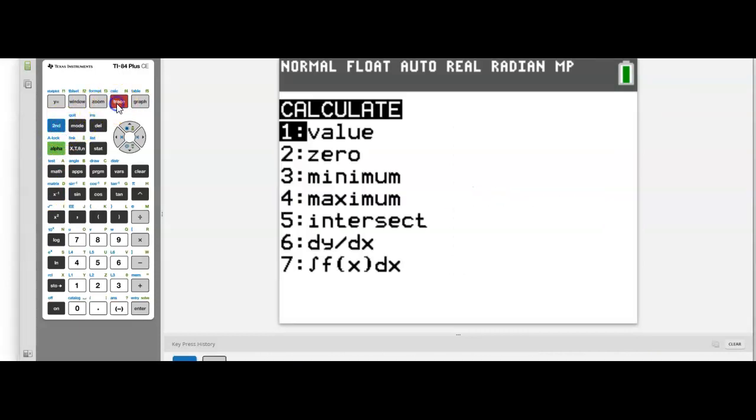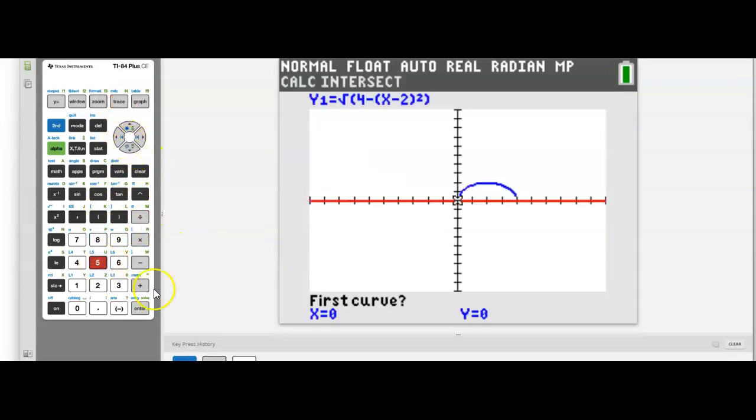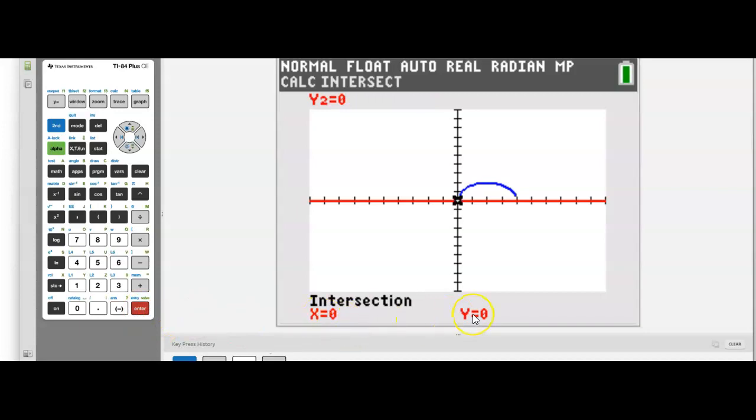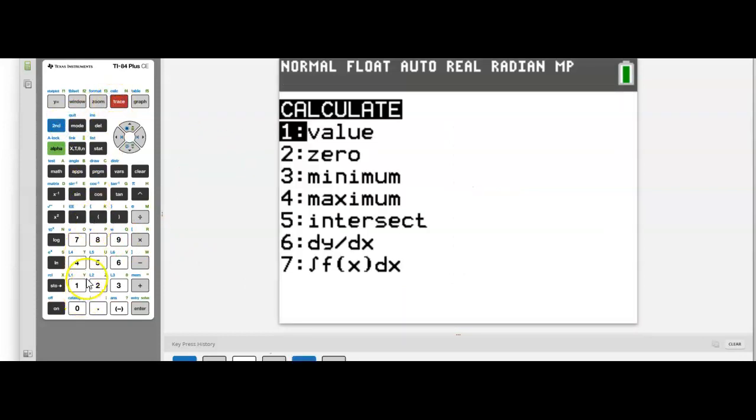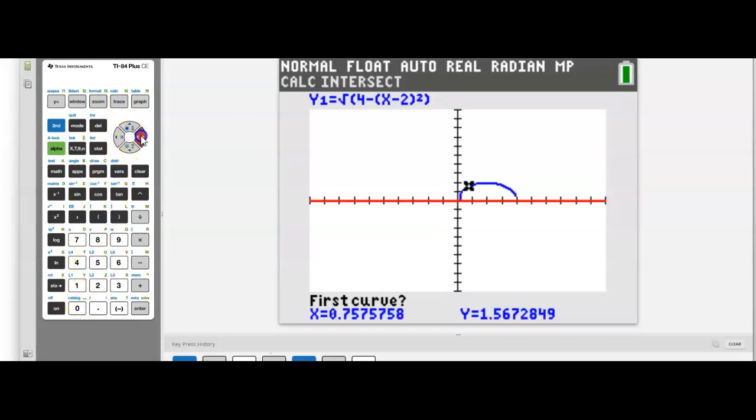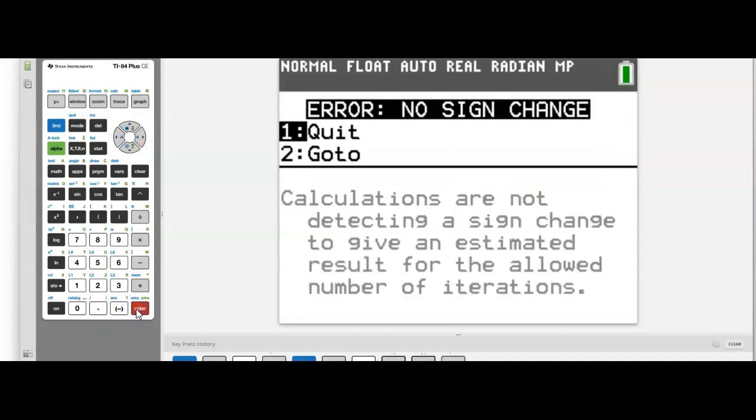But anyway, second, calc, let's go to 5 for intersect. And we're going to do 1, 2, 3. And it intersects at 0, 0. Now, I'm not going to store that. That's easy enough to remember. Let's go ahead and repeat that process to find the other place where they intersect. Oops, where'd it go? There it is. All right. 1, 2, 3.